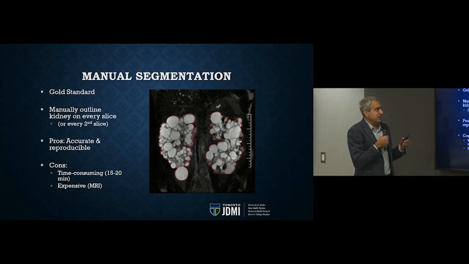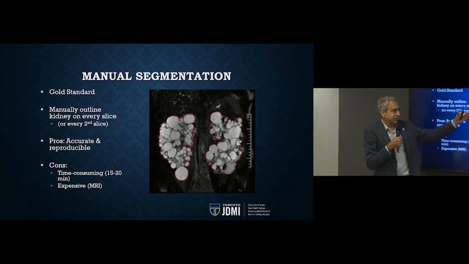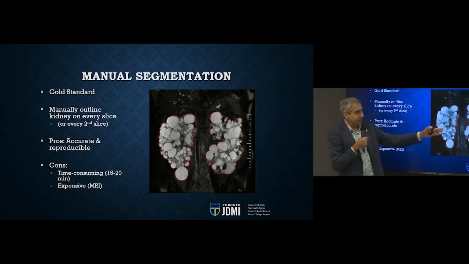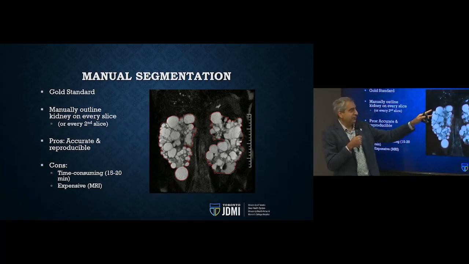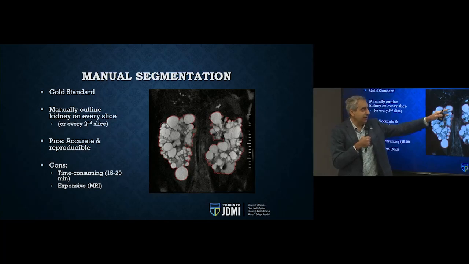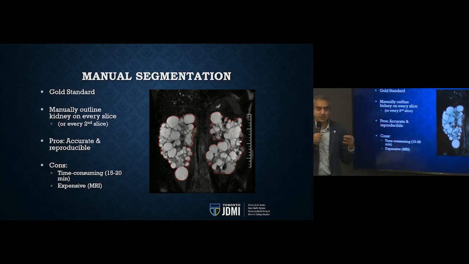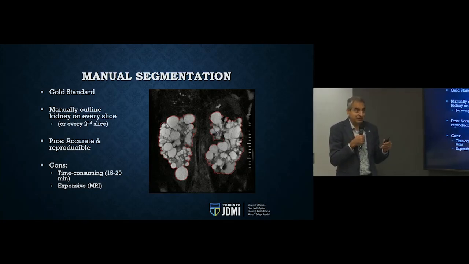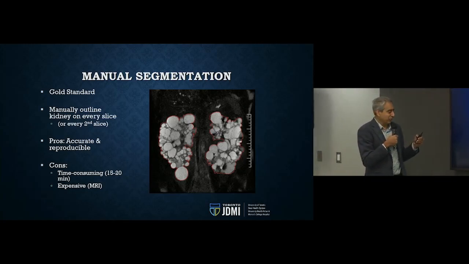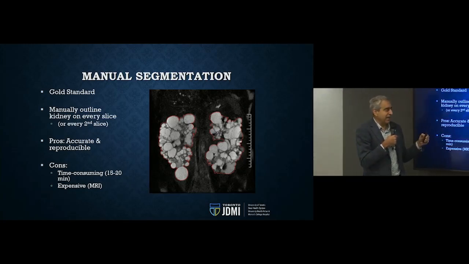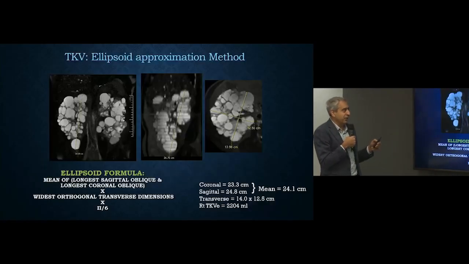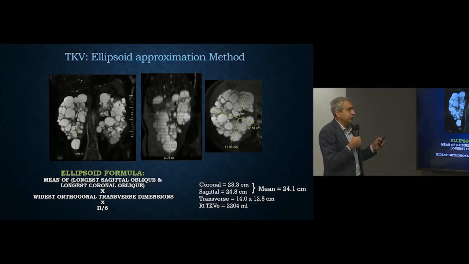So this is the gold standard of measuring total kidney volume, which is that we look at slice by slice or every other slice. We use a mouse and we outline the entire kidney, and then we sum up the areas on the multiple different slices, and then we sum up those volumes to actually get the entire total kidney volume.